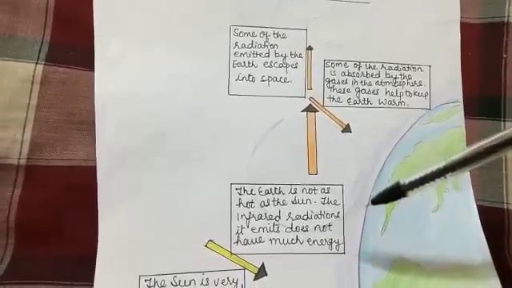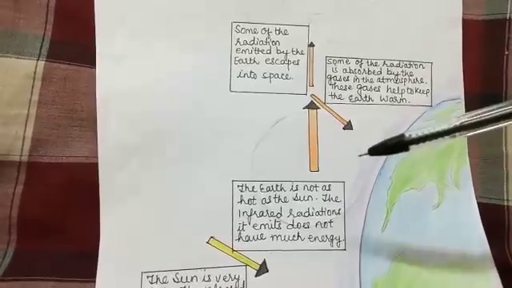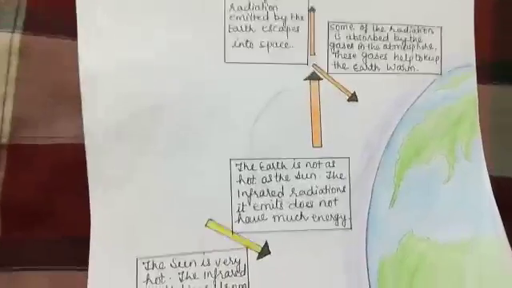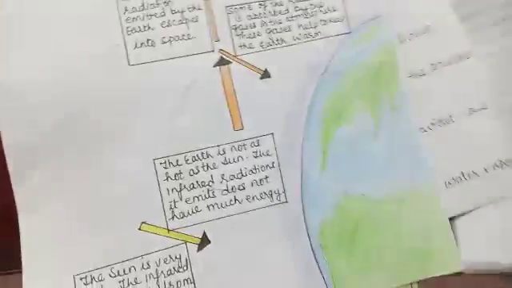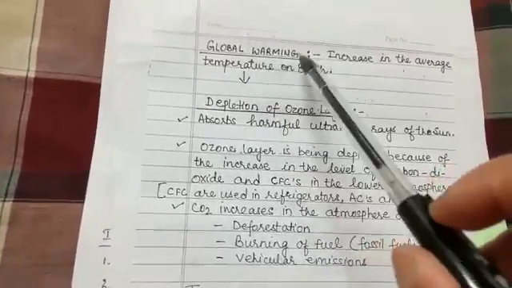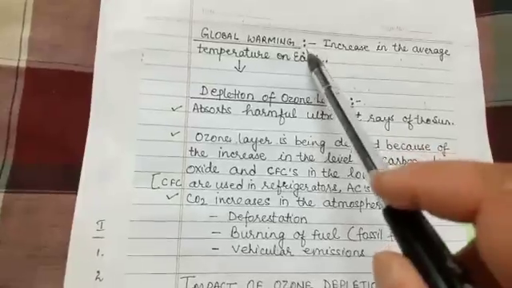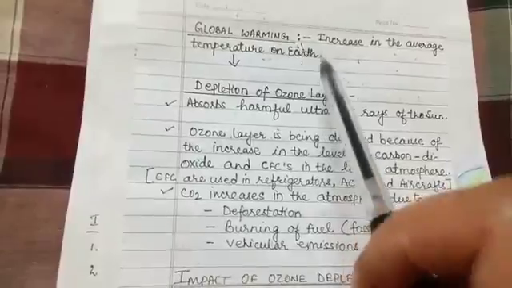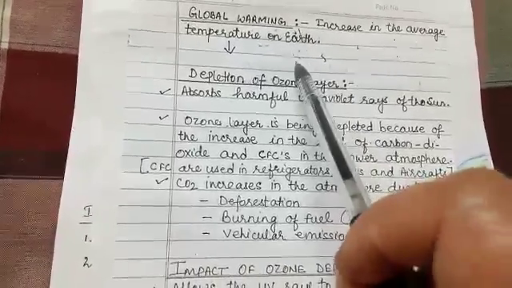The amount of greenhouse gases in the atmosphere has increased dramatically because of the burning of fossil fuels and factory emissions. As a result of increase in the greenhouse gases, we are facing a critical condition today which is known as global warming. Global warming is defined as the increase in the average temperature on the earth. Now, how does global warming affect?